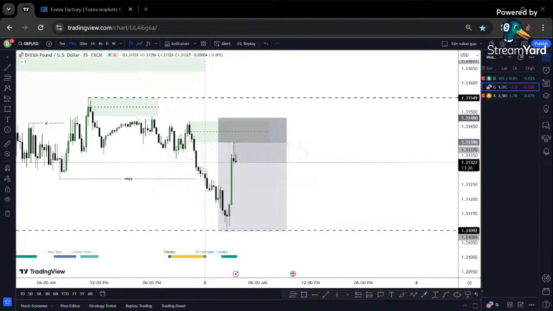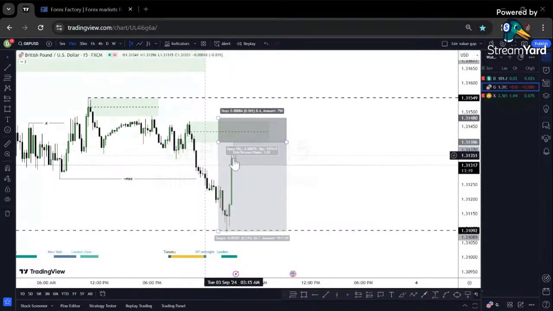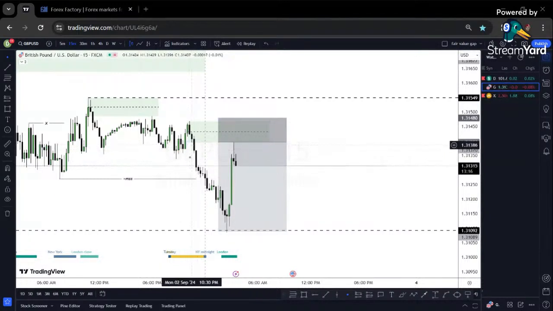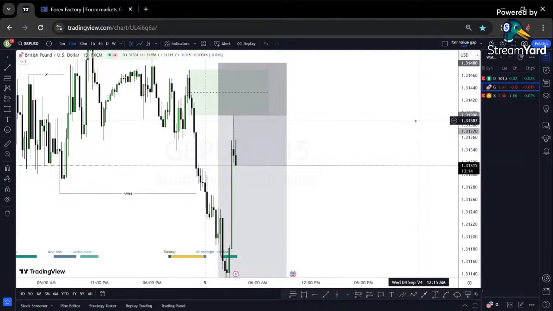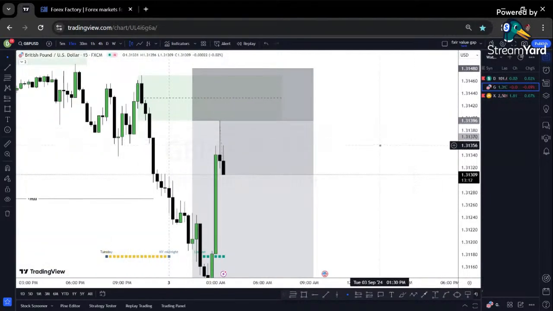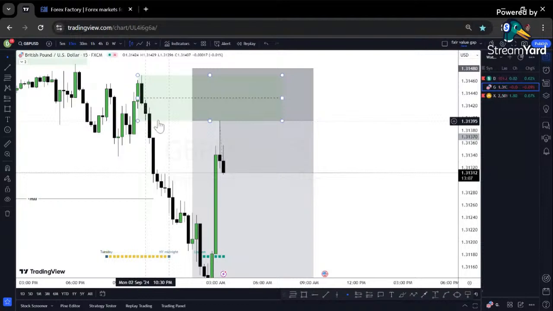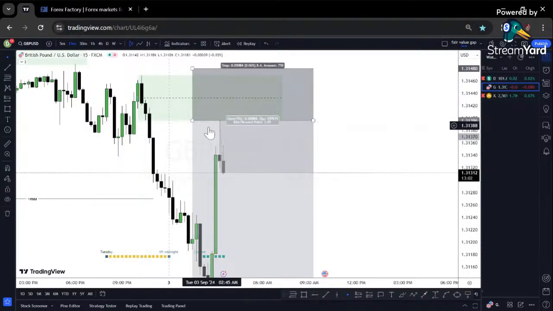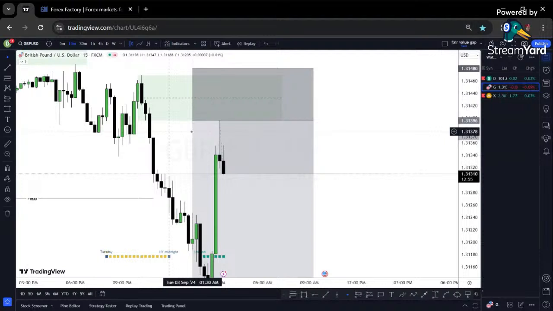Now you see that this fair value gap that we have right here, the market respected it and closed below it. It didn't take it out. I want to show you guys, the market respected this. It just went in here and tapped it. It's quite unfortunate that the market didn't tap me in with my pending order, probably because of the broker. So I just had to do market execution.